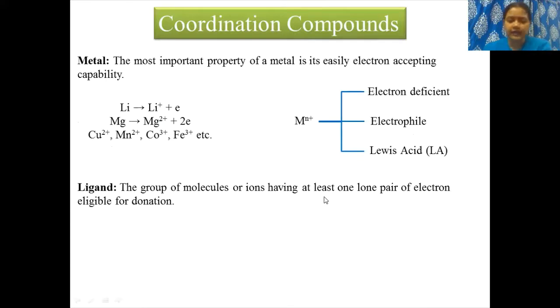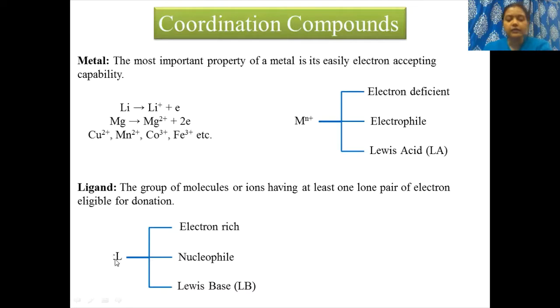Another important part of a coordination compound is the ligand. It is a group of molecules or ions having at least one lone pair of electrons eligible for donation. Let's say L is the ligand with one lone pair for electron donation. So it is an electron rich moiety. It will act as a nucleophile which donates electrons in the reaction. So we can call it a Lewis base also. Examples are ammonia, Cl minus, water molecule, NO, etc.